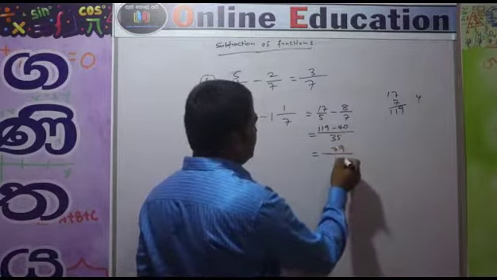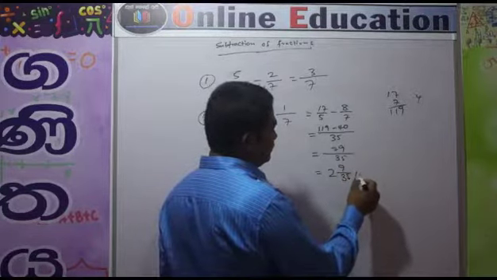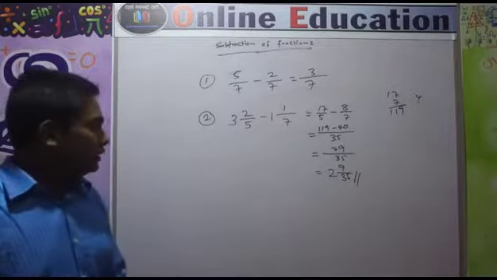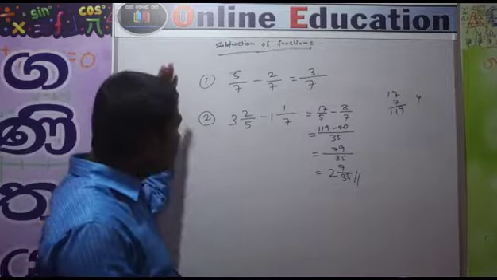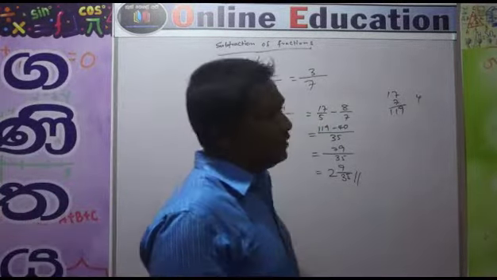79 over 35. Right, now this is an improper fraction. You need to convert this fraction into a mixed fraction. How many 35s in 79? 35 times 2 is 70, balance 9. So 2 and 9 over 35. Okay. This is the way that we are going to use to subtract the fractions.